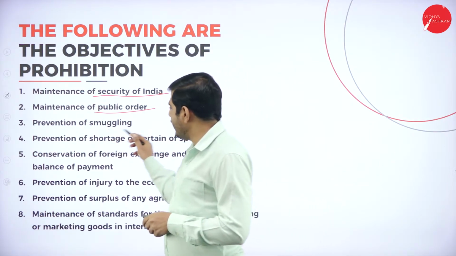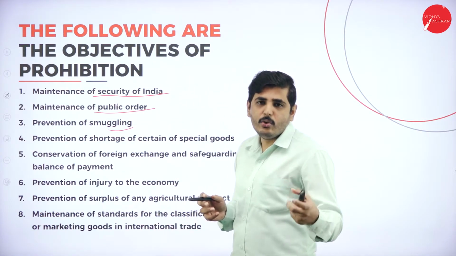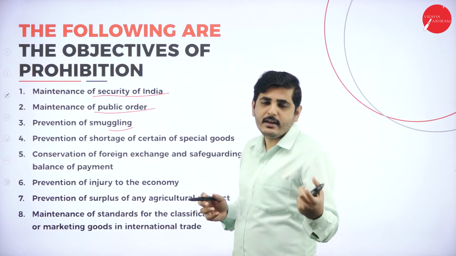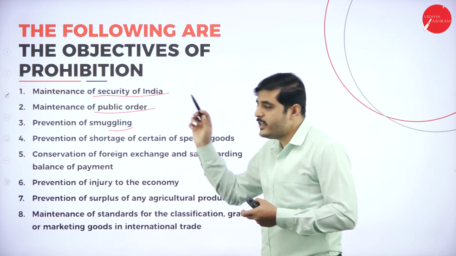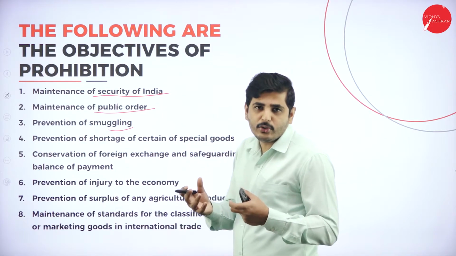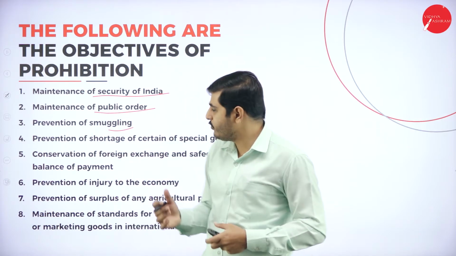Next one, prevention of smuggling of drugs and narcotics and also other goods, luxury goods, without paying tax. They can bring the particular product to India without paying the tax. That is called smuggling. By prohibiting those goods which attract or encourage more smuggling, those goods will be prohibited.